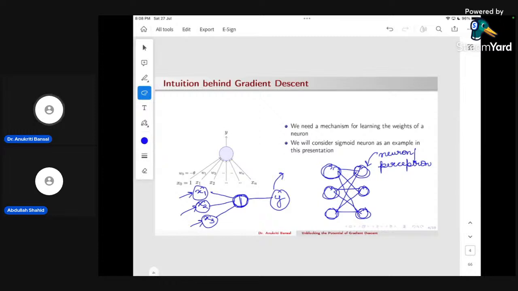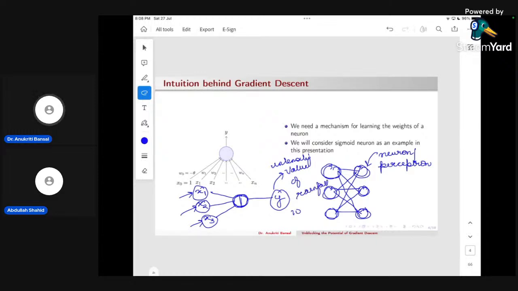In another example, suppose I want to predict how much rainfall there will be tomorrow. So this y is the intensity value of rainfall.